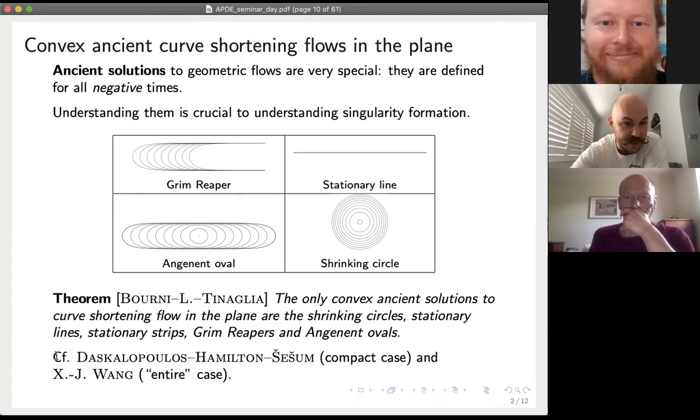And I'd be remiss if I didn't mention the prior work of Daskalopoulos, Hamilton, and Sesum in the compact case, and Shujia Wang in a very important paper also showed that the shrinking circle is the only one that sort of sweeps out the whole plane. Anyway, that's a separate result, but basically you have this very simple classification for ancient solutions to curve shortening flow in the plane.